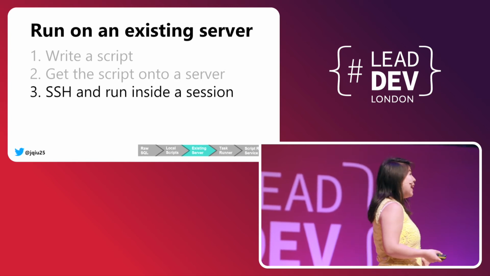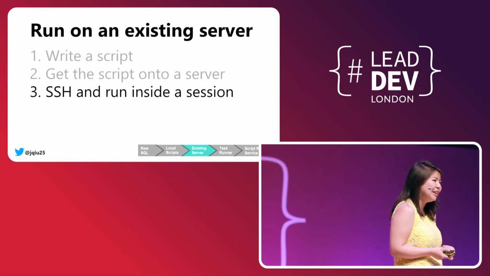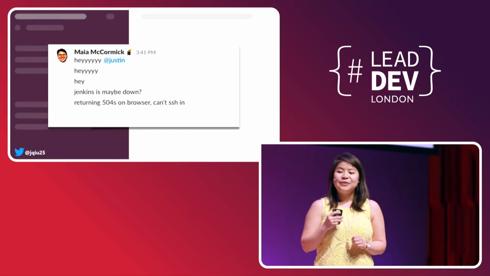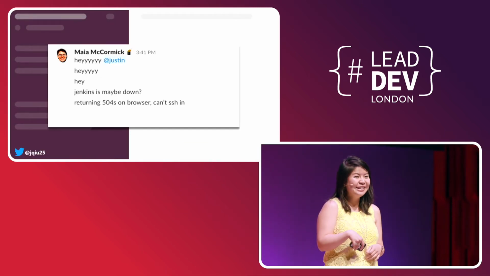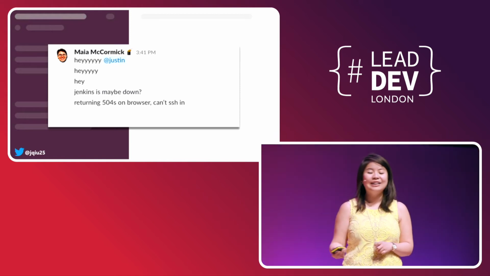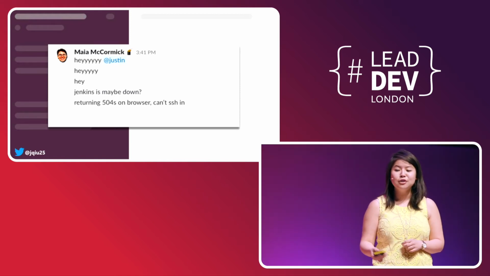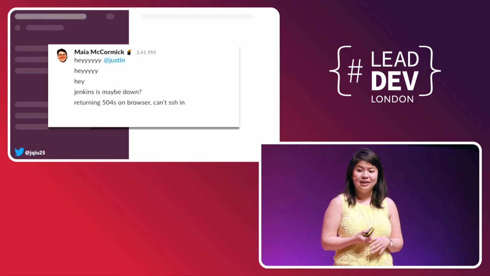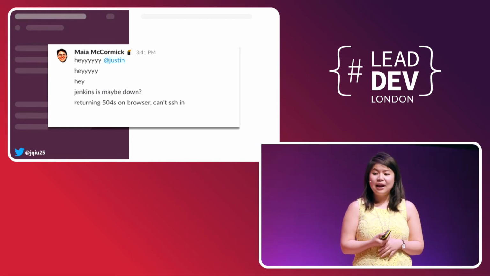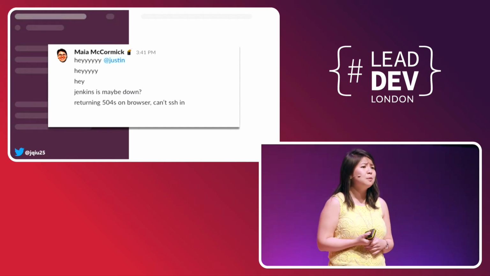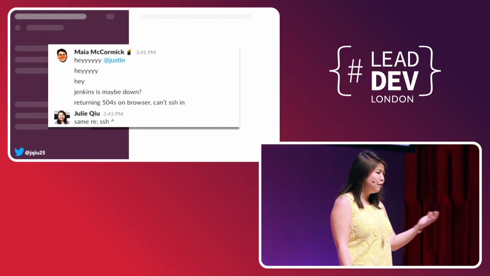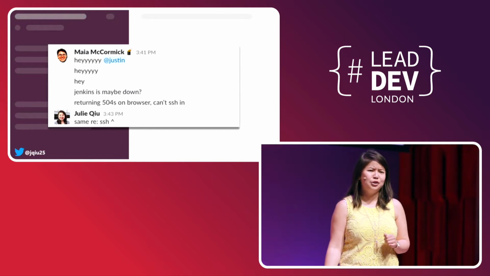That was until one day, this message showed up in our engineering Slack channel. Our on-call engineer, Maya, happened to notice that Jenkins was down. And so she pinged our DevOps lead, Justin, to check if it was down. And because I'm a really responsible engineer, of course, I also check. And I confirm, yeah, Justin, it's down. You should really look into that.